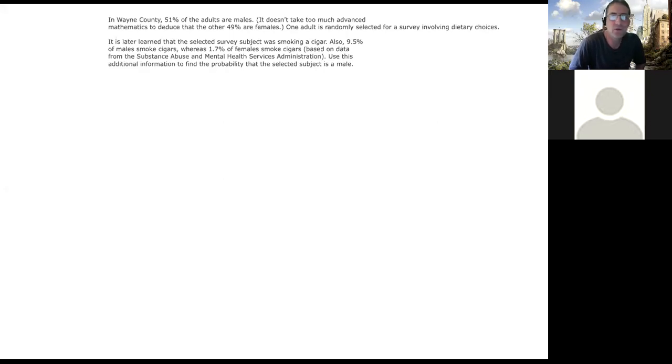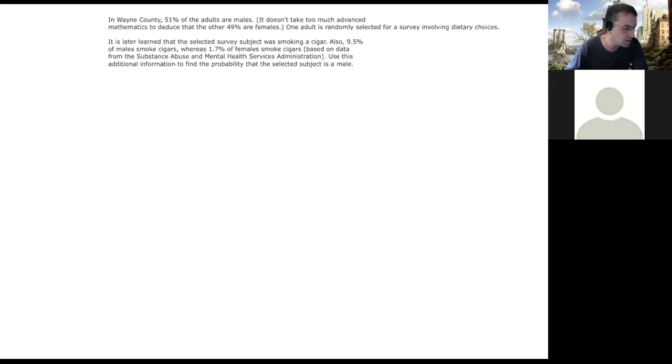49% are females. One adult is randomly selected for a survey involving dietary choices. It's later learned that the selected survey subject was smoking a cigar. Also, 9.5% of males smoke cigars, whereas 1.7% of females smoke cigars. Use this additional information to find the probability that the selected subject is male.